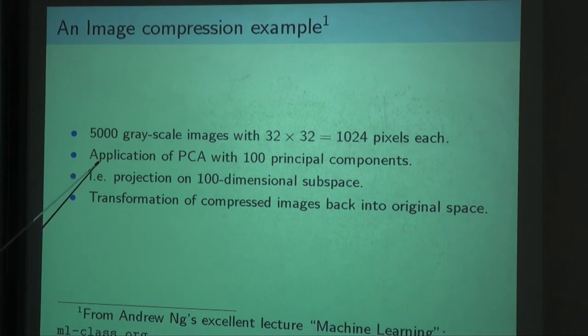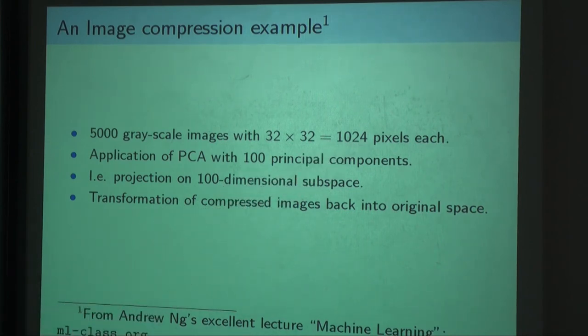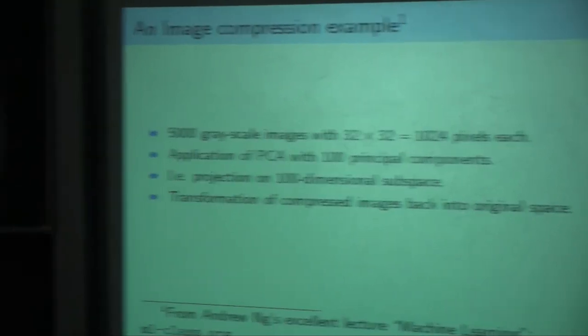And now, what he did is he applied PCA to these images and extracted the 100 principal components. And this basically means it's a projection onto a 100 dimensional subspace. I mean, here we have a 1024 dimensional space, so we project our data onto a 100 dimensional subspace.